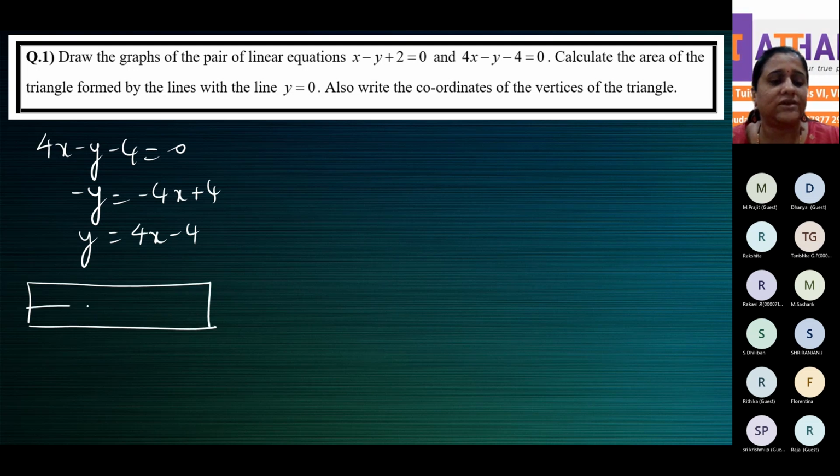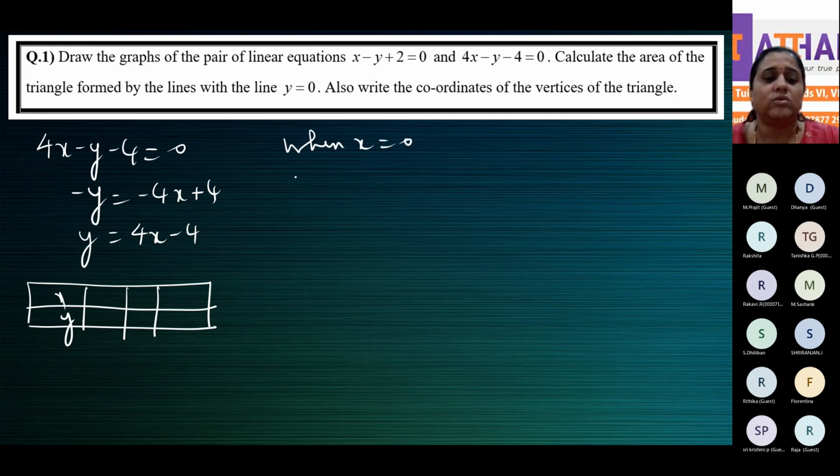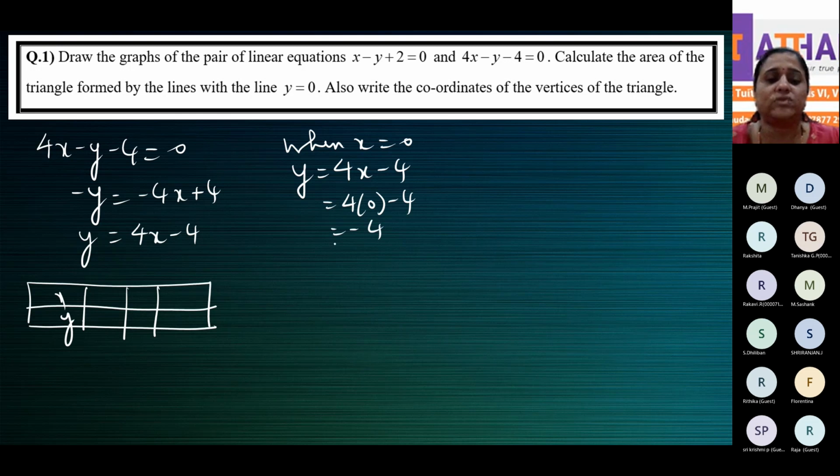This is the xy table. You'll have to find three ordered pairs. So let's start when x is equal to 0. So y is equal to 4x minus 4. That is equal to 4 into 0 minus 4. So 0 minus 4, which is minus 4. So when x is 0, y is minus 4.